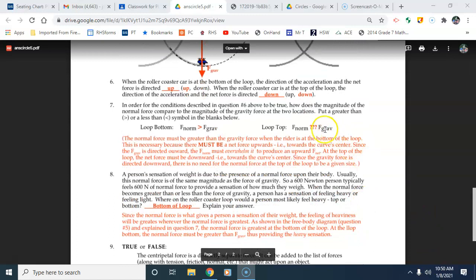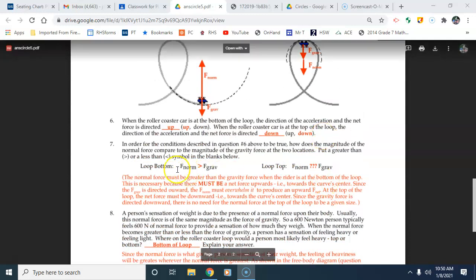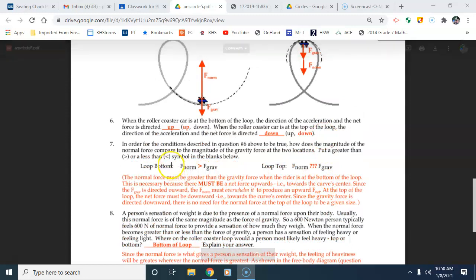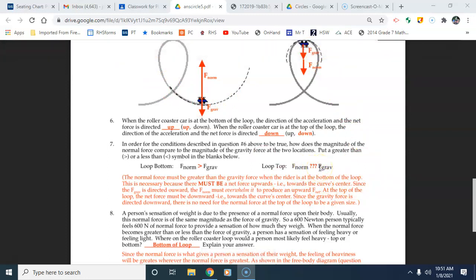So for that reason, that's why the key has question marks. It really depends at the top of the loop. It doesn't depend at the bottom. You don't need a minimum speed to get it through the bottom. It does at the top. So that's why that one could be either, depending on how fast you were going.